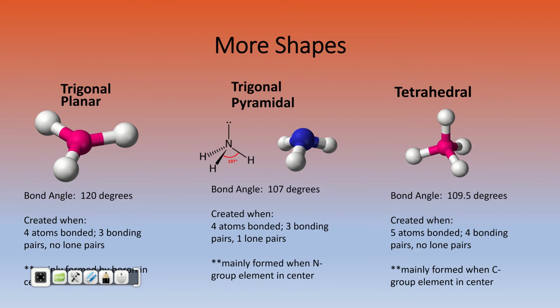Next shape, trigonal planar. Trigonal planar, okay, is created when you have 4 atoms and you have 3 bonding pairs and no lone pairs. Okay, this one is fairly rare. You're not going to run into this one too much. You might have a polyatomic ion that does it. The only one that I can think of that really does it in some cases is boron will do it, okay? Because boron, I know it's right next to basically being a metal, but it's at that borderline, being a metalloid, all right?